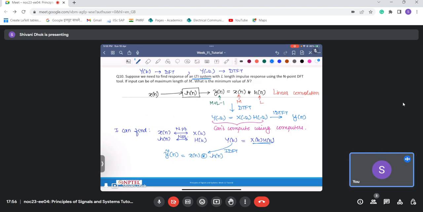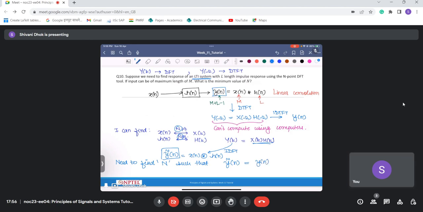Now, what I want to find is y[n]. I am getting y tilde of n. So I need to find this N such that y tilde n is equal to y[n]. Correct. Y tilde n is equal to y[n]. Okay, I got it.